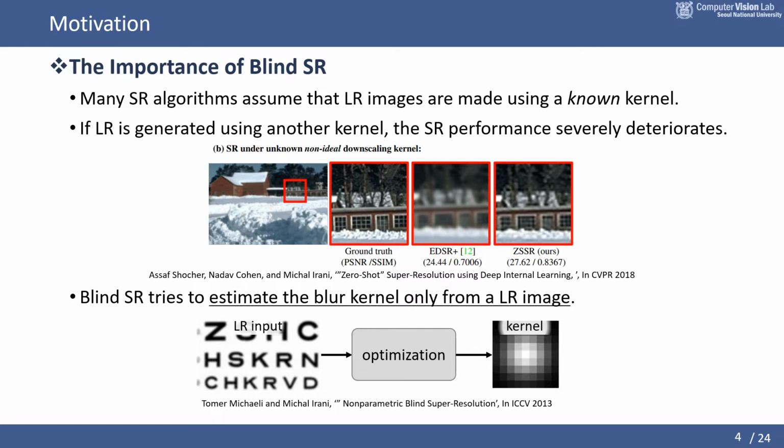To cope with this problem, the blind SR methods are proposed. Blind SR is designed for super resolving the low-resolution image, even though we do not know the downsampling kernel. It gives much better results than general SR algorithm in the real-world scenario, as shown in the figure.